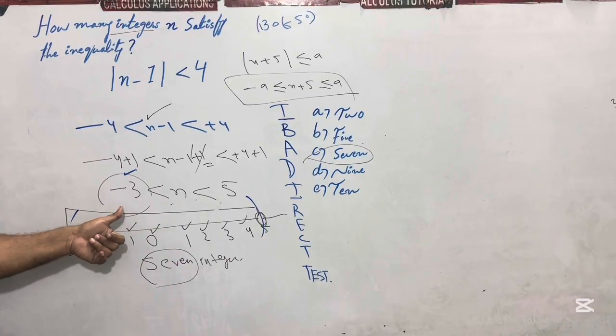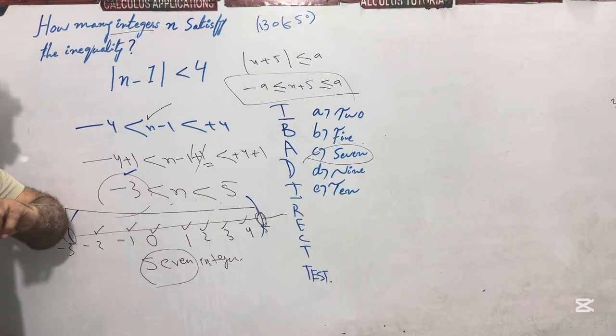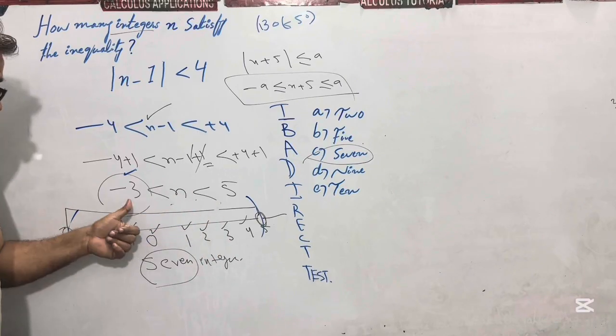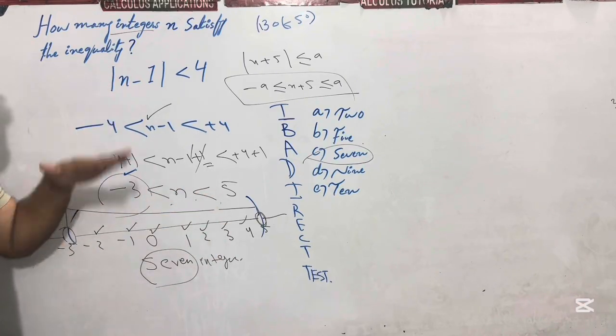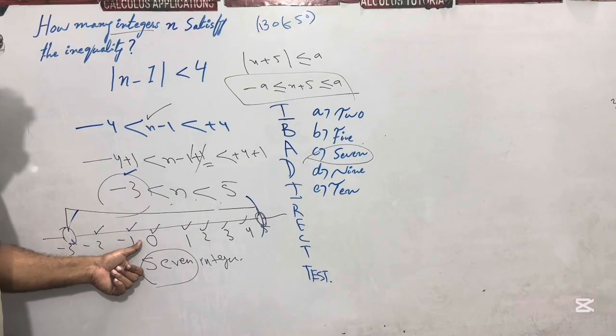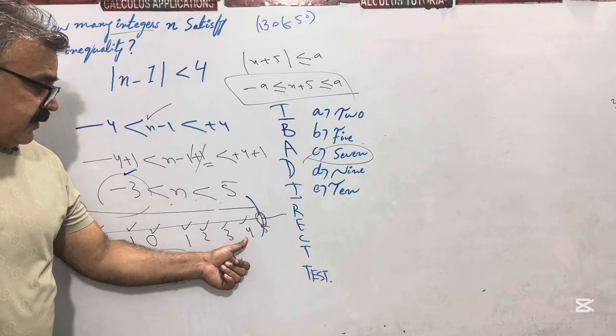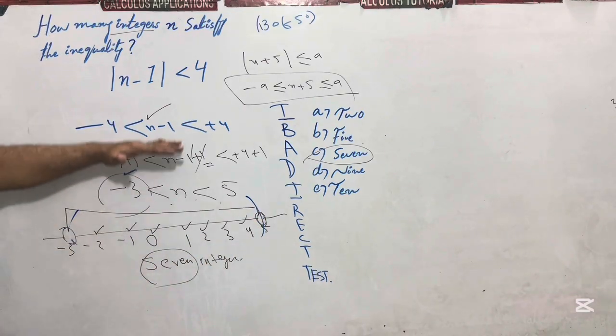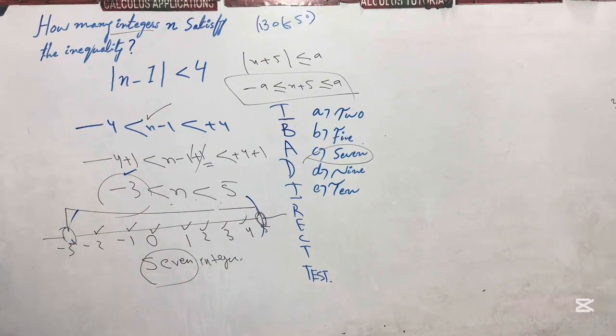A question arises: minus 3 and 5 are excluded, because minus 3 is less than n, which is less than 5. So I have left these spaces open. Minus 2 is included, and minus 1, 0, 1, 2, 3, 4 are included. Minus 3 and 5 are not included. So the total number satisfying this inequality is 7.